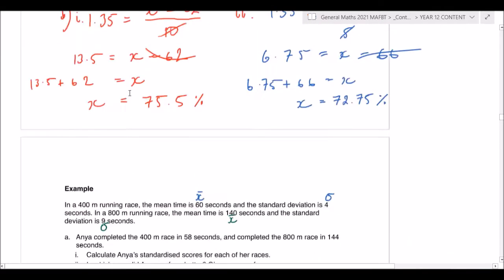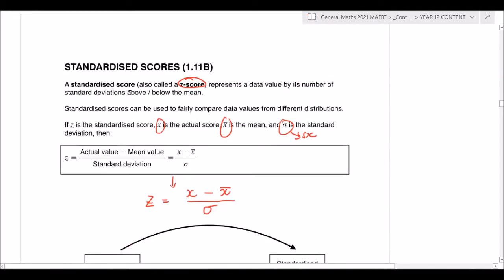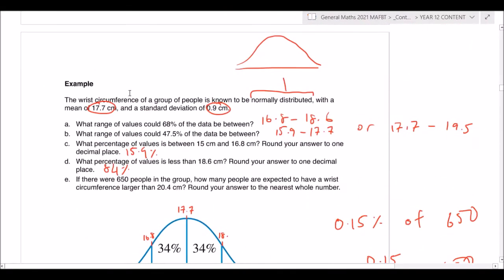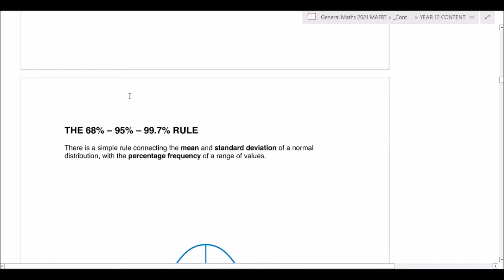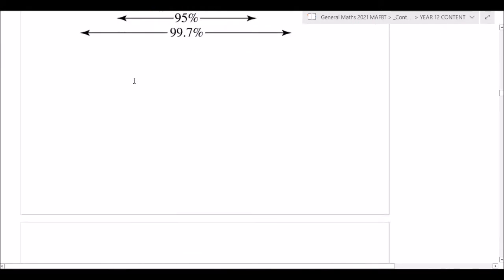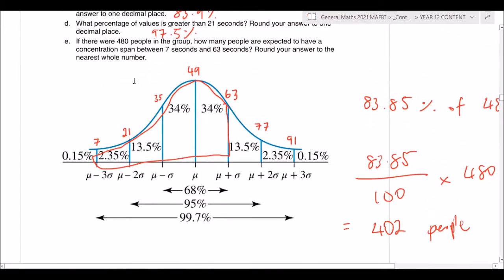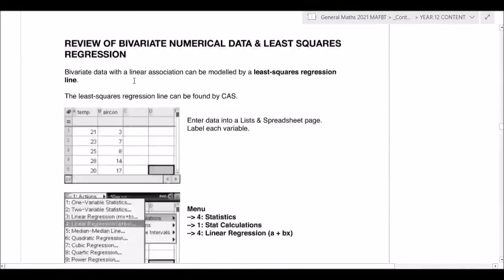Last lesson, we learnt about, what did we learn about? Oh yeah, that's it, standardized scores, so Z scores. And then prior to that, we learnt about the 68, 95, 99.7% rule, all relating to univariate data, okay, and Year 12 content. But now we're going to be going into bivariate data for the Year 12 part.